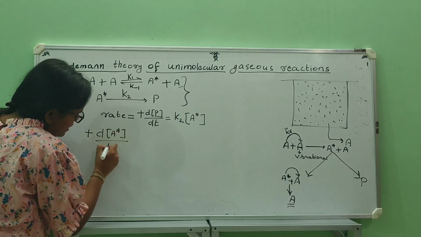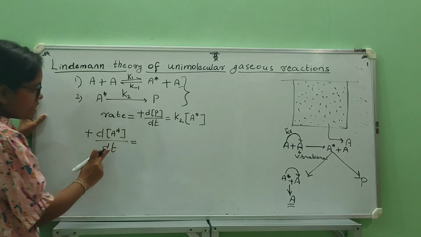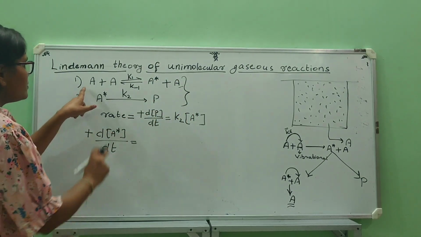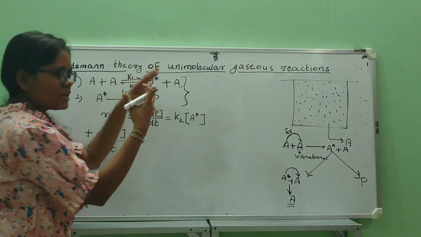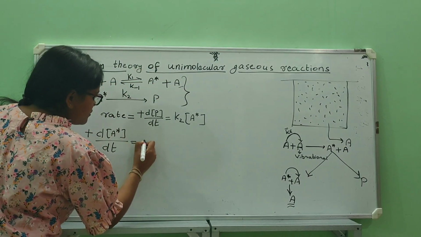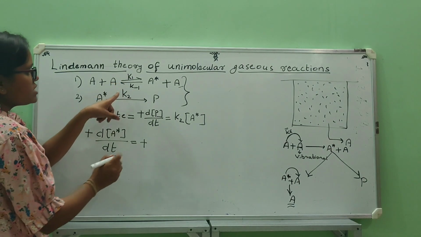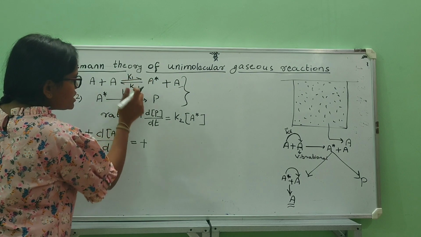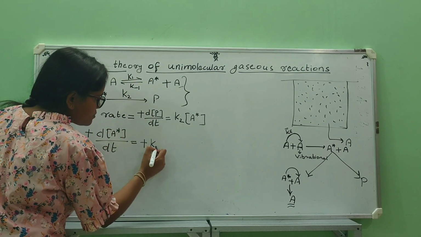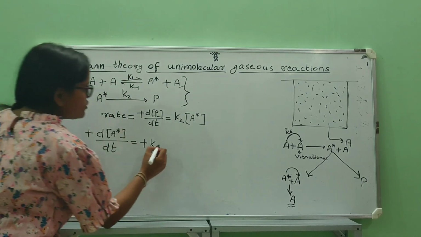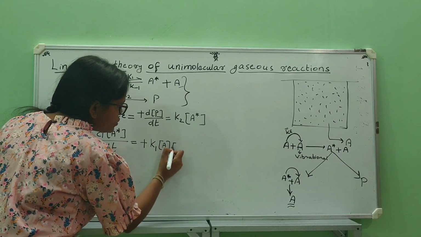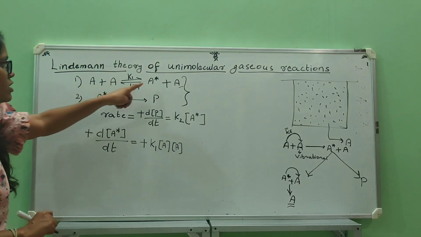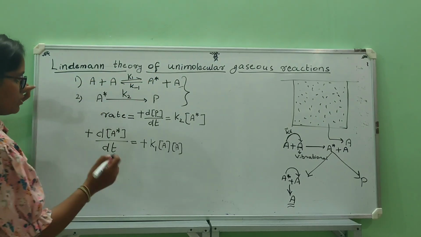That is d A star by dt. So this is the net rate of formation of A star in this mechanism. In the first step, A star is being formed, so the first step is positive. What is the rate? Rate is the rate constant into the concentration of reactants. The rate constant in this direction is K1, and the concentration of reactants is A into A.